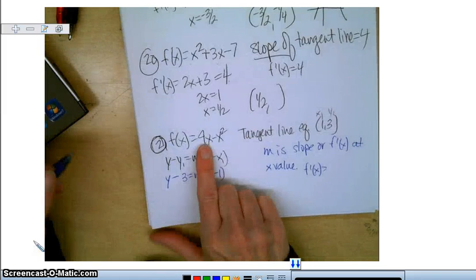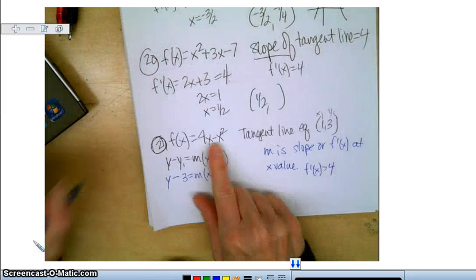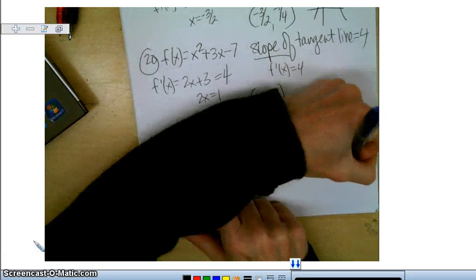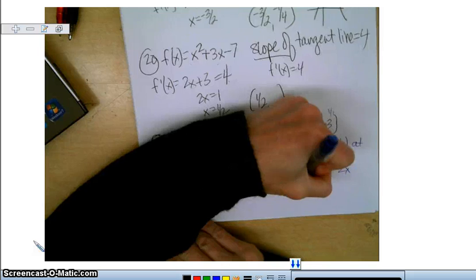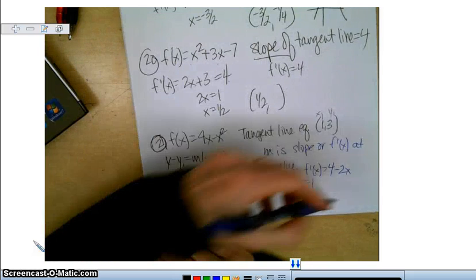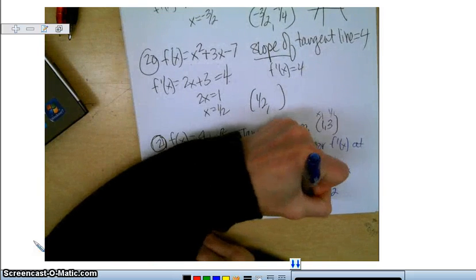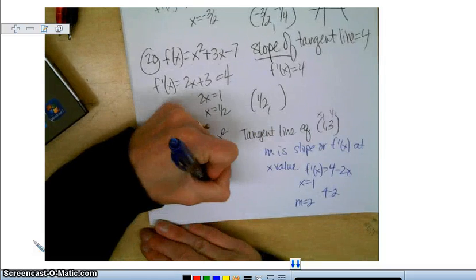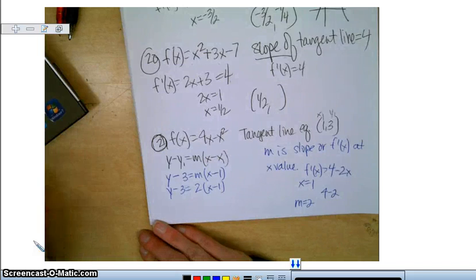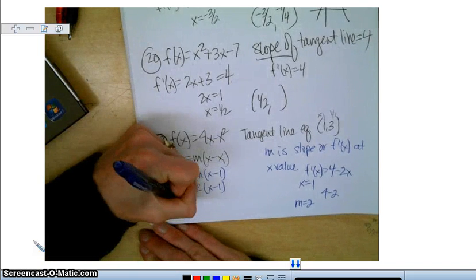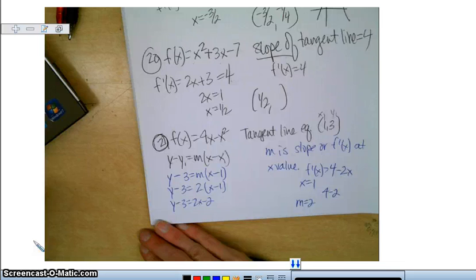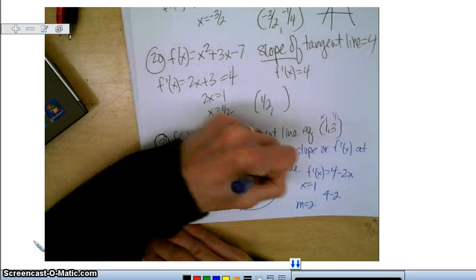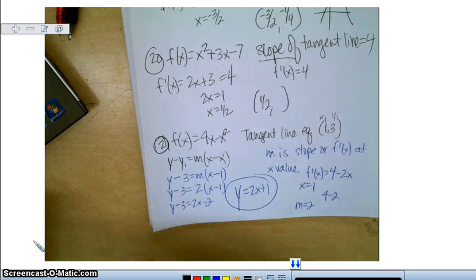The derivative of 4x is 4. The derivative of minus x squared is minus 2x. And at x equals 1, you have 4 minus 2, so m is 2. So then I can put 2 in there. And if I distribute and add 3, I get my tangent line equation is y equals 2x plus 1. So there will be one of those on the test.